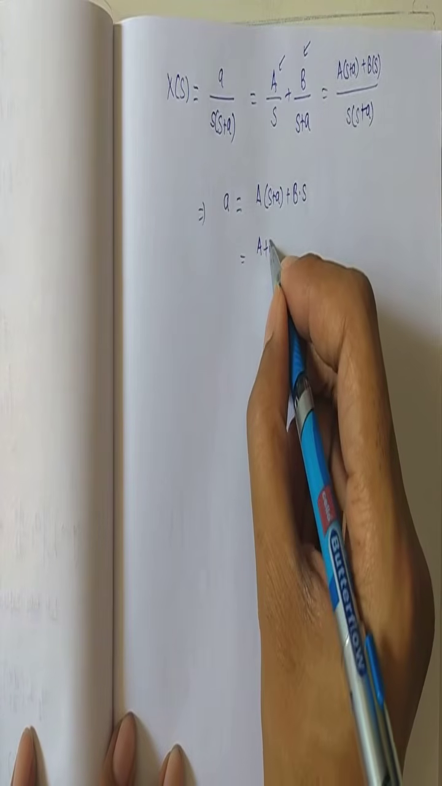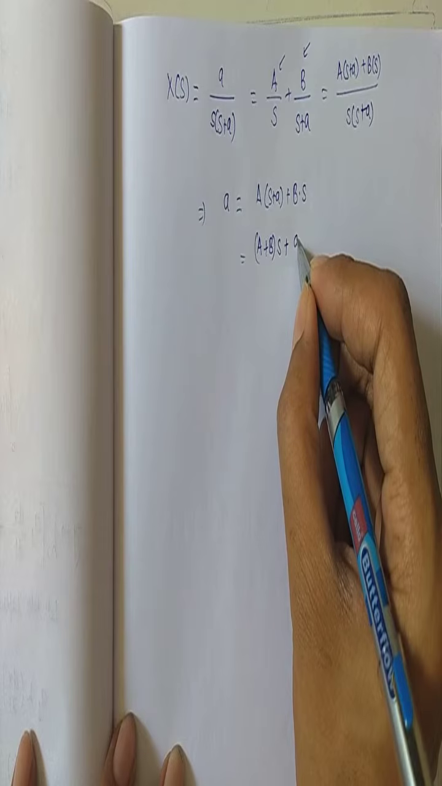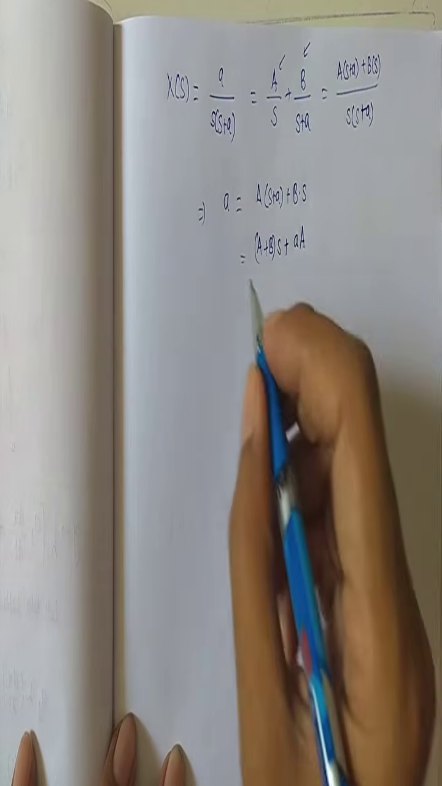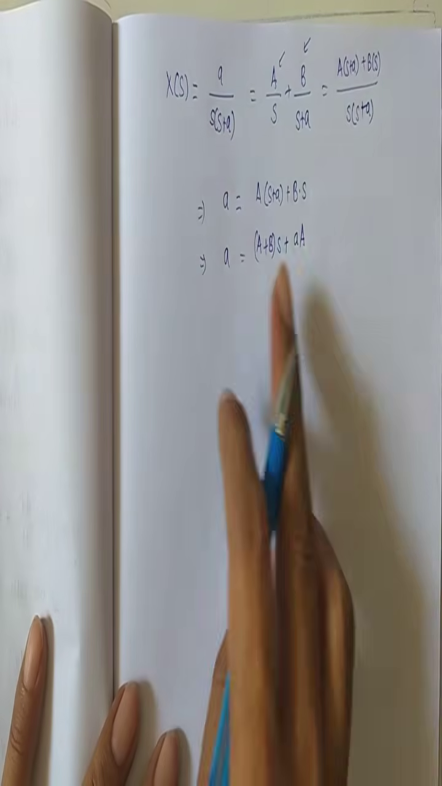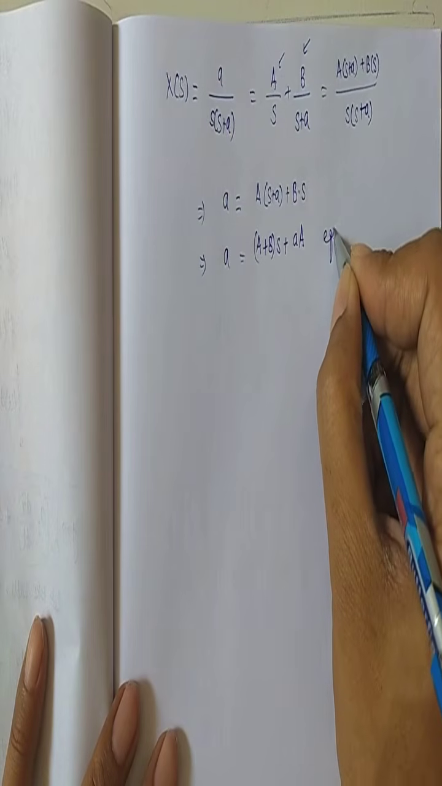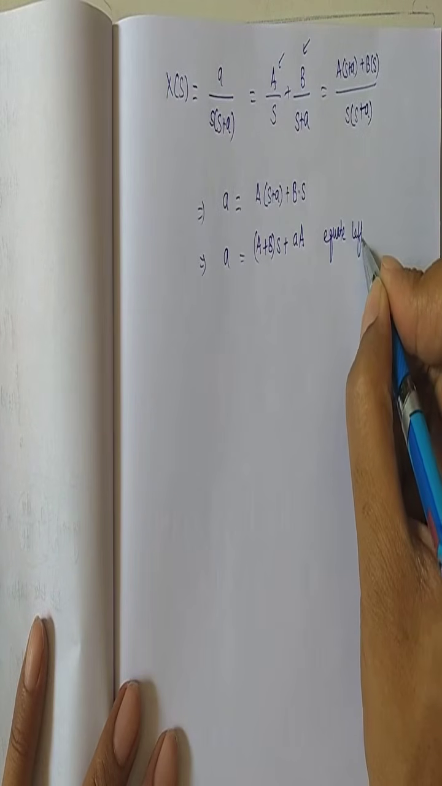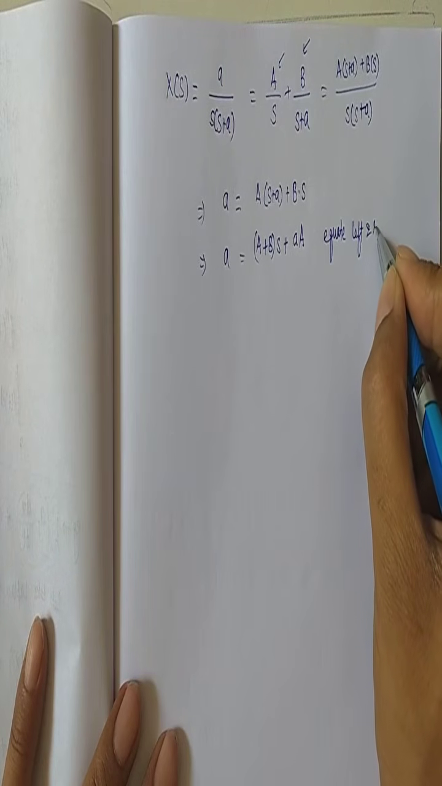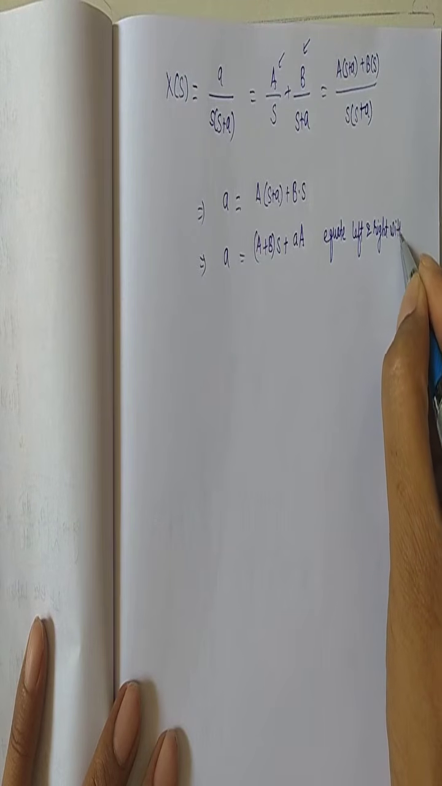A plus b times s plus a is equal to a. Now what you do, you equate left and right side with coefficients.